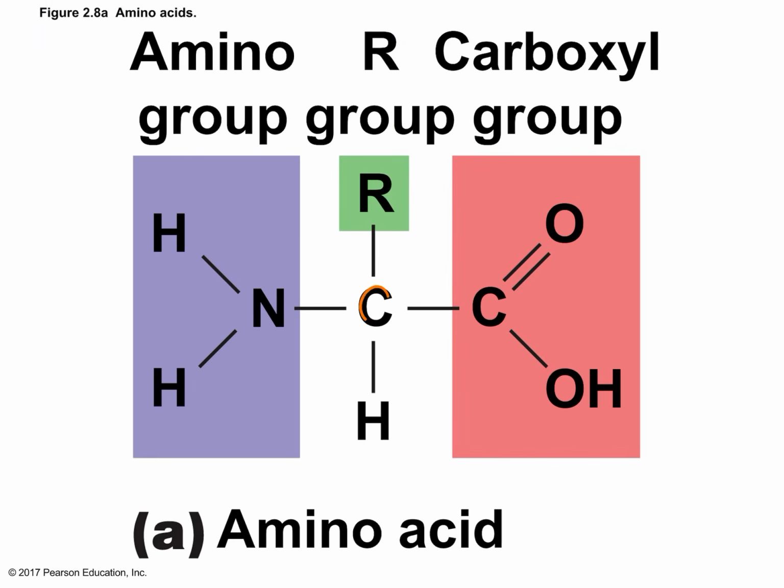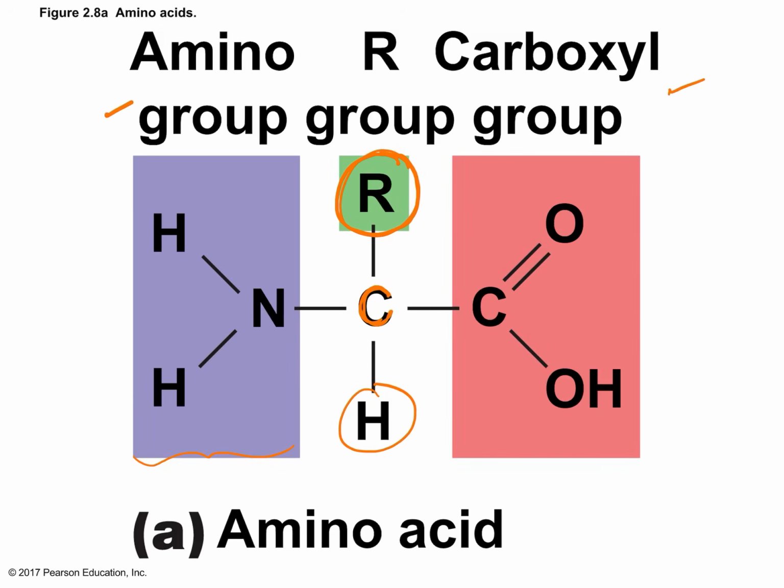This is just a blow up. We have our central carbon. We have an amino group here in purple. And then we have a carboxyl group here, which can act like an acid. So that's our amino acid. And then we have an R group, which is going to be the variable here.